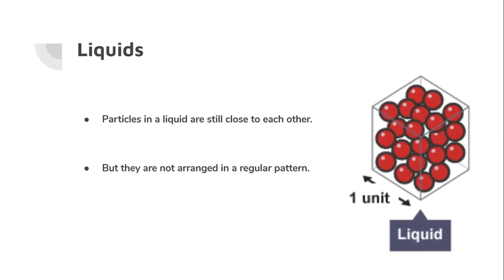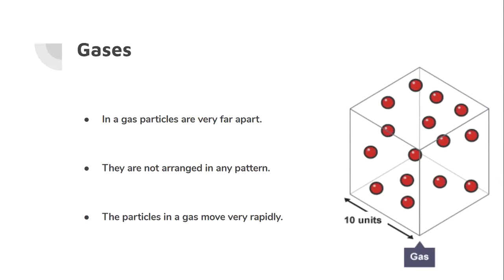Here is the arrangement of particles in a liquid. In a liquid, the particles are still close to each other, but they are not arranged in a regular pattern. In fact, the particles in a liquid can move around each other. This slide shows the arrangement of particles in a gas. You can see that the particles are very far apart and they are not arranged in any pattern. In a gas, the particles are moving very rapidly.